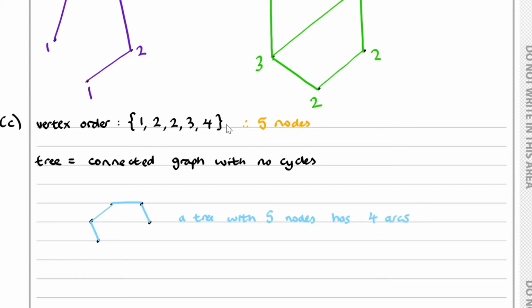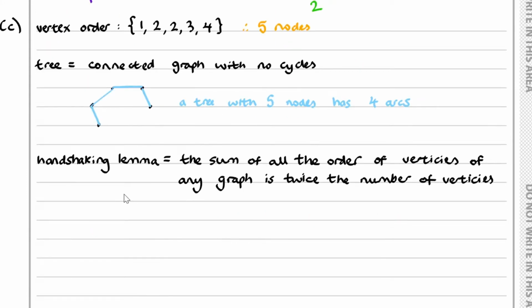Now, with these over here, we can use the handshaking lemma, which, as a reminder, the definition of that is the sum of all the order of vertices of any graph is twice the number of the vertices. We can use that to find out the number of arcs we have when we add up all these vertices and then divide that by 2. Let's just write all that down. So the sum of all the order of vertices of any graph is twice the number of vertices. Okay, that's a fairly standard result.